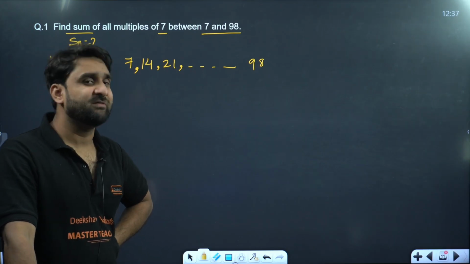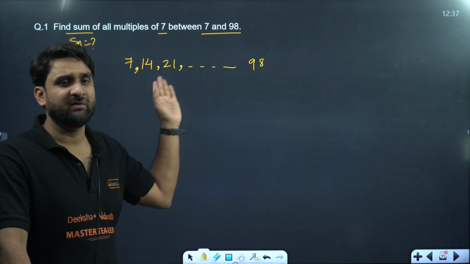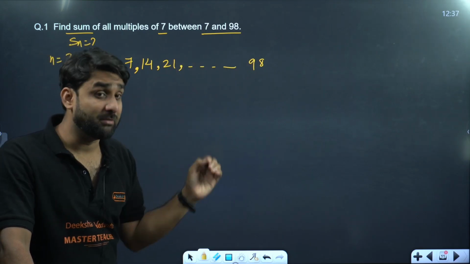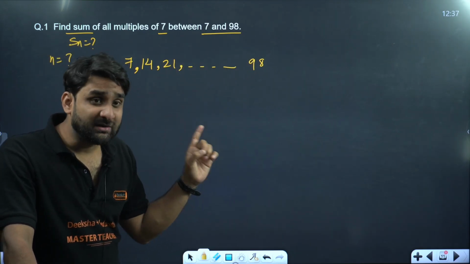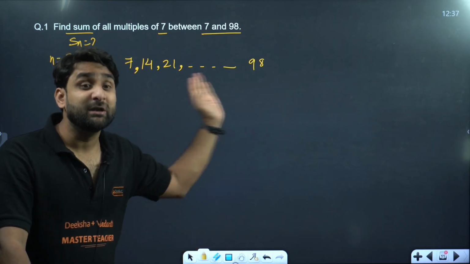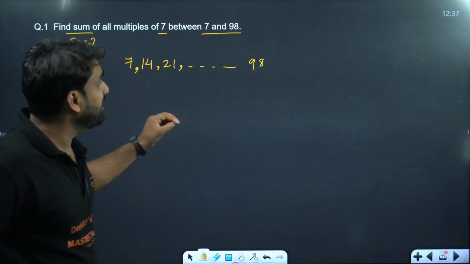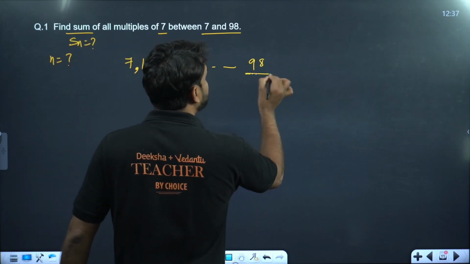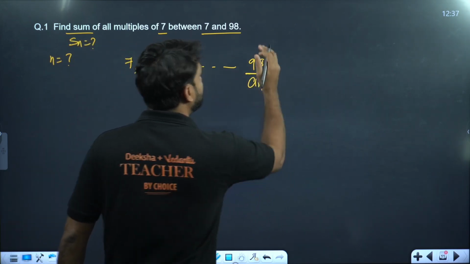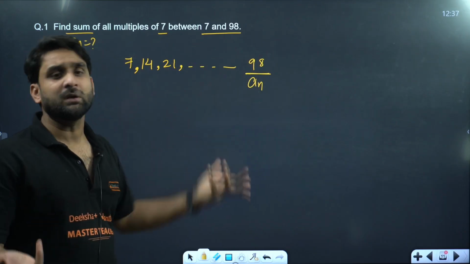This is an AP: 7, 14, 21, 28, up to 98. We have to calculate the sum, but to calculate the sum of all these numbers, first we should know how many terms there are. To find how many terms, we have to find the position of the last term. So we can assume this as the nth term. The position of 98 will give you the total number of terms.